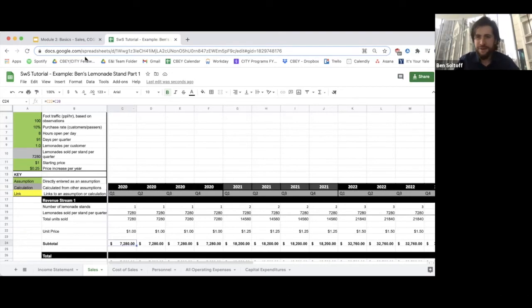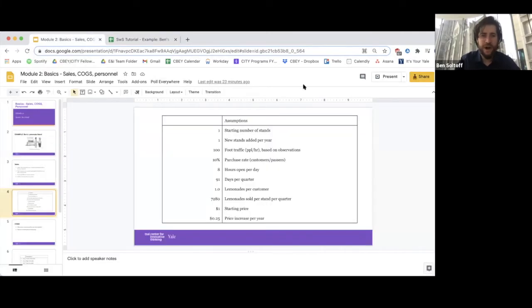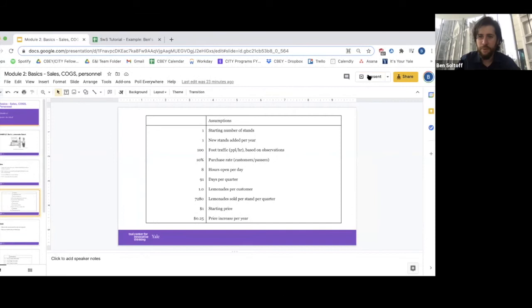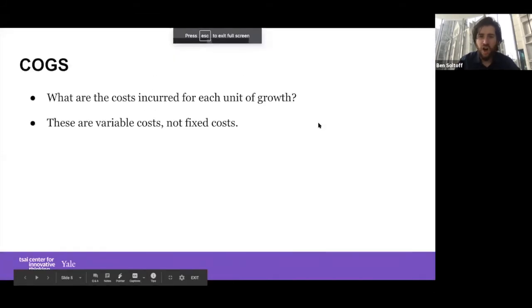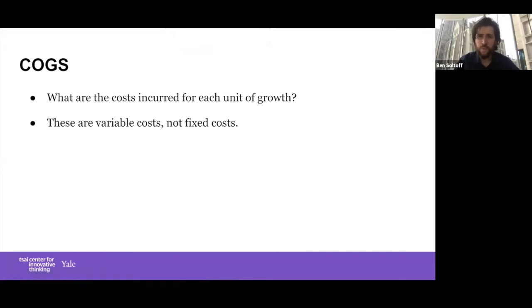All right, so now we've done sales. We've got our first tab in the financial model, the sales tab. Let's go into our next important tab of the financial model, which is COGS. COGS stands for cost of goods sold. This is what are the costs that are incurred per the unit of growth. In this case, the unit of growth is lemonades that are sold.